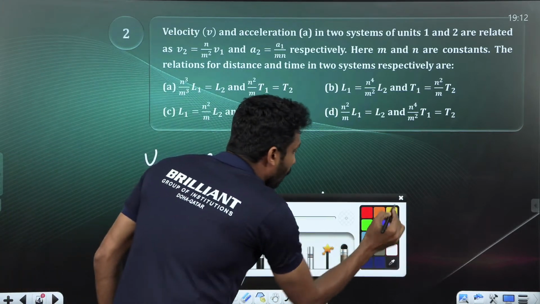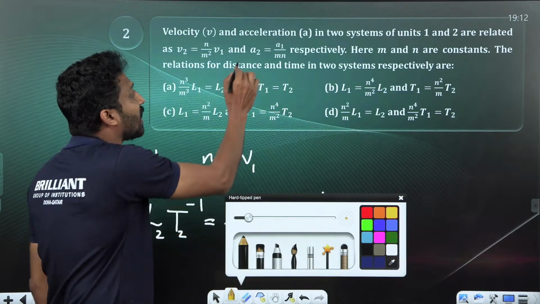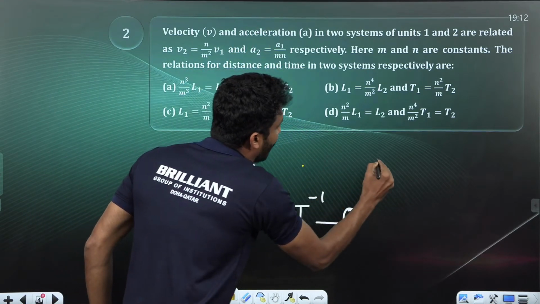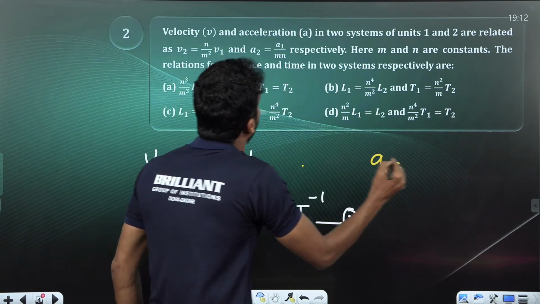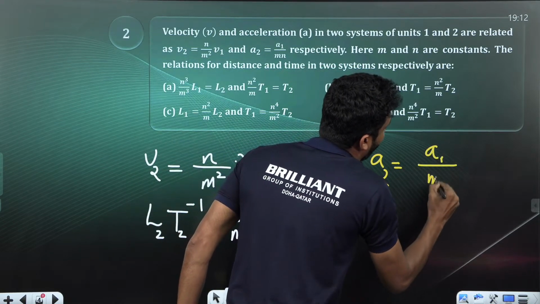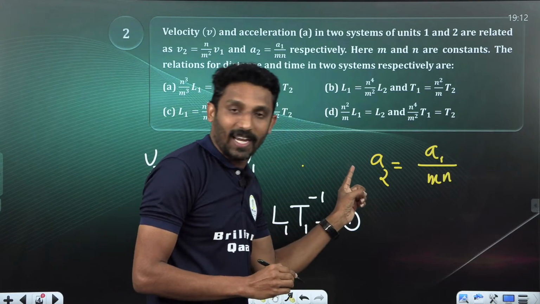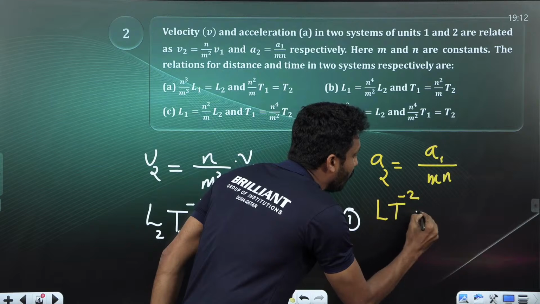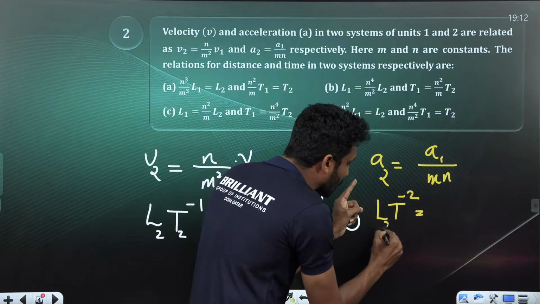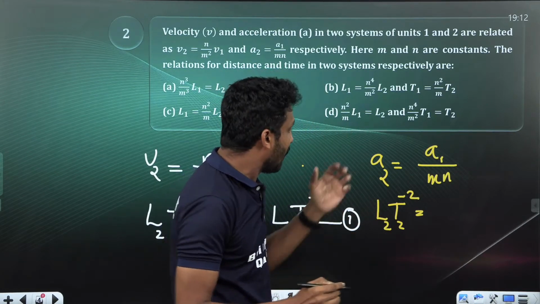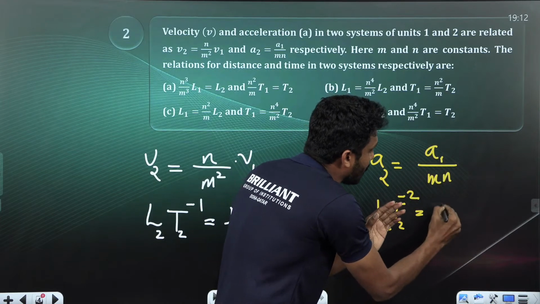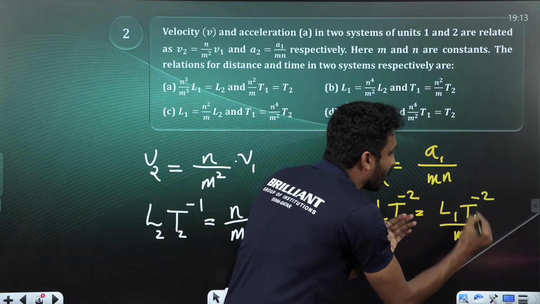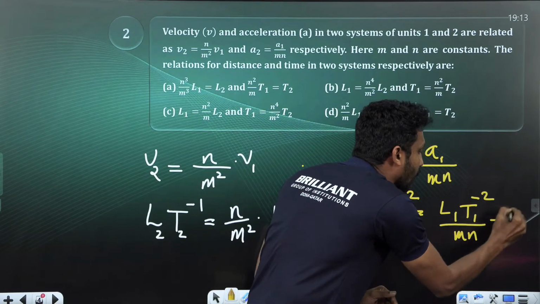Clear? Now, there is another connection: acceleration of the second system and the first system, A2 is equal to A1 divided by Mn. Then what is the dimension of acceleration? The dimension of acceleration is L T power minus 2, which in the second system means L2 T2 power minus 2. Then acceleration in the first system is L1 T1 power minus 2 divided by Mn. This is the second equation we are having.